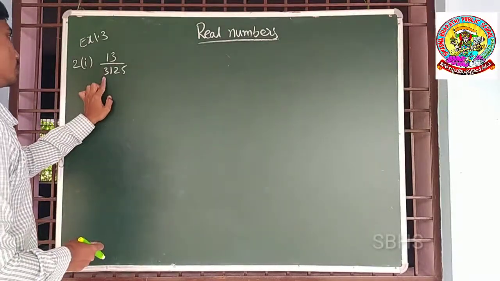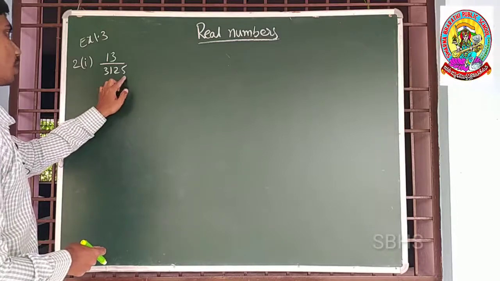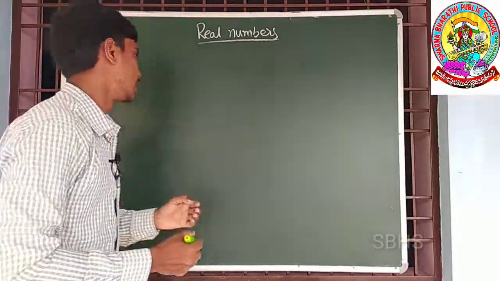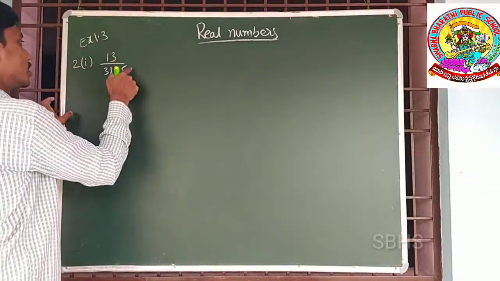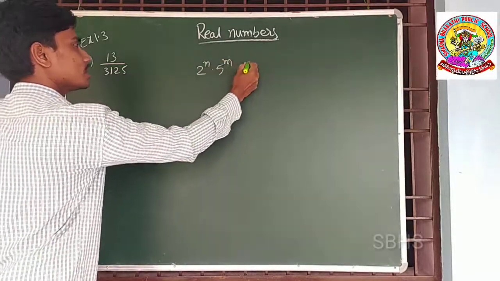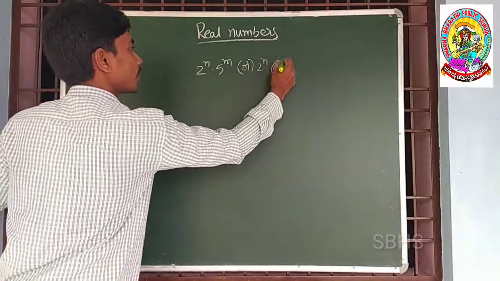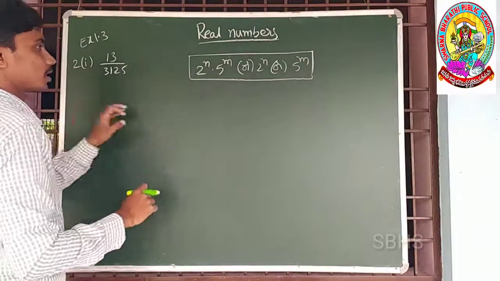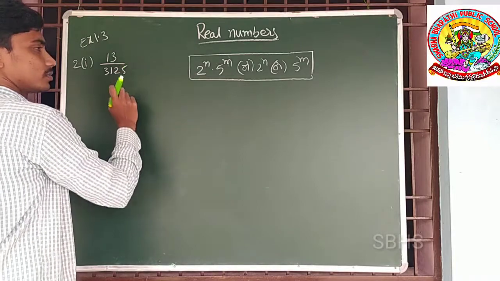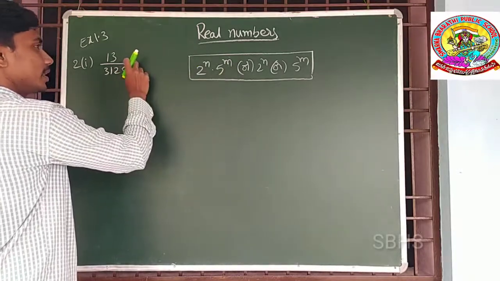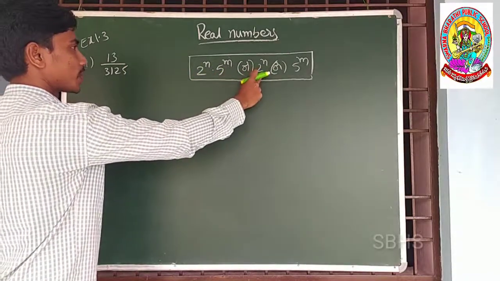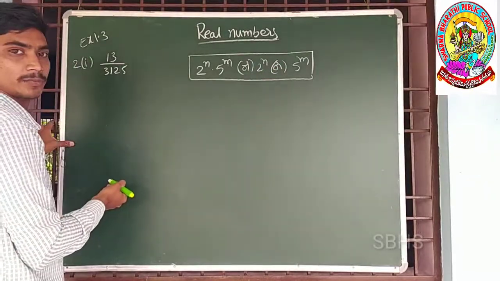Without doing actual division, try to say whether it is terminating or non-terminating. How to do it? Before that we learn a theorem: if for any rational number the denominator is in the form of 2 power n and 5 power m, or 2 power n only, or 5 power m only, then the rational number is a terminating decimal. Whether it is not in the form of 2 power n and 5 power m, or 2 power n, or 5 power m, that is a non-terminating recurring decimal.